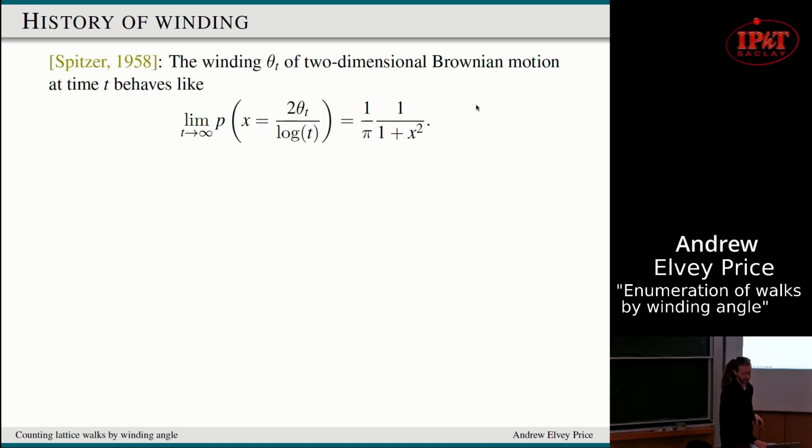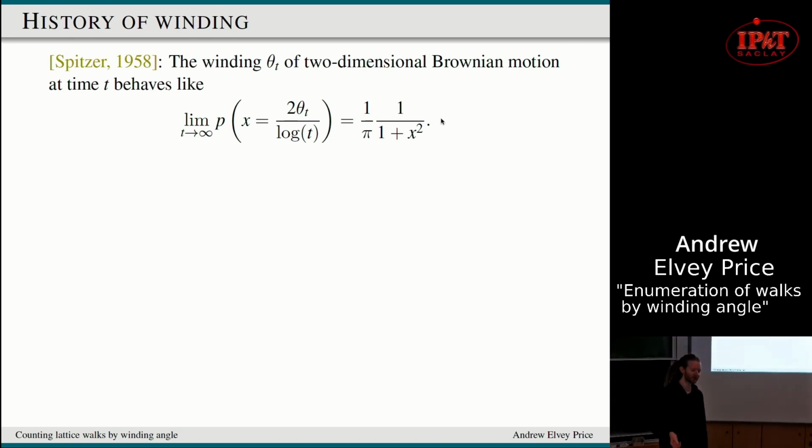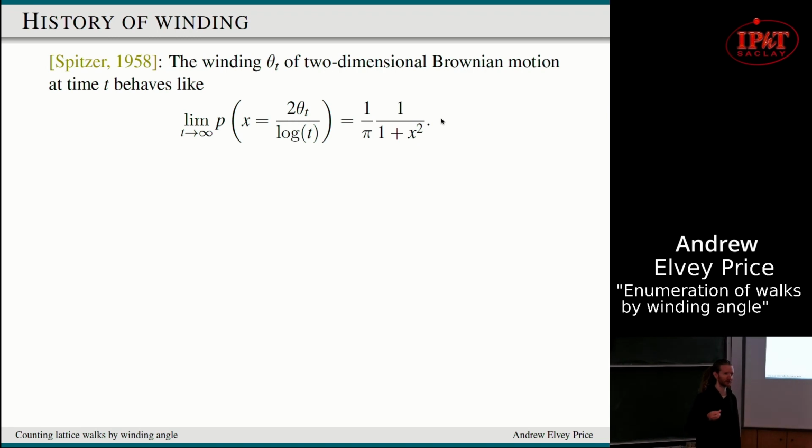Okay, so if you take a Brownian motion at time t in 2 dimensions, then the winding will behave like this. So we need to rescale by log t. In general, the winding will be around log t. So after we rescale, the density function in the limit will be this. But there's a bit of a physical problem with this, because most of the winding in this model happens very, very close to the point that you're winding around.